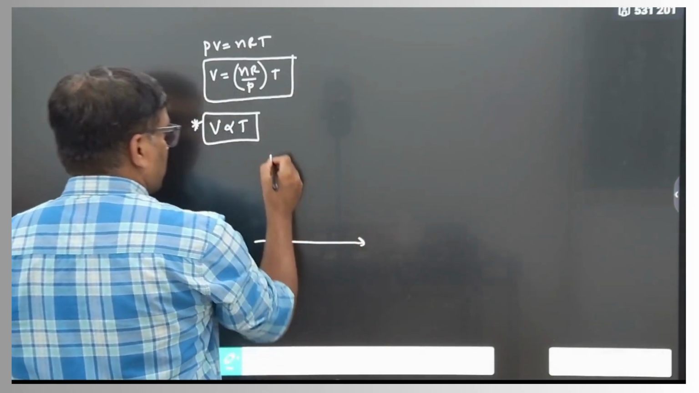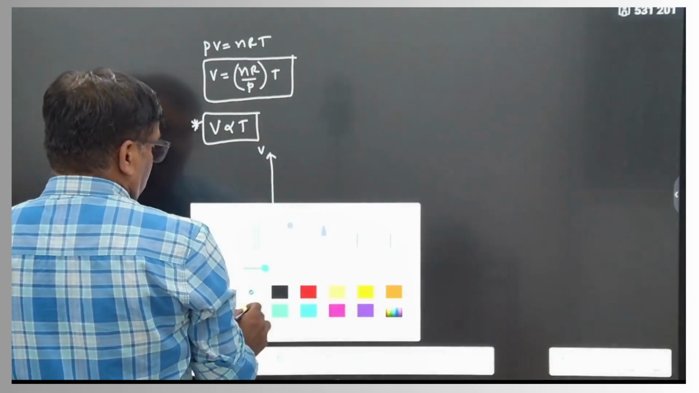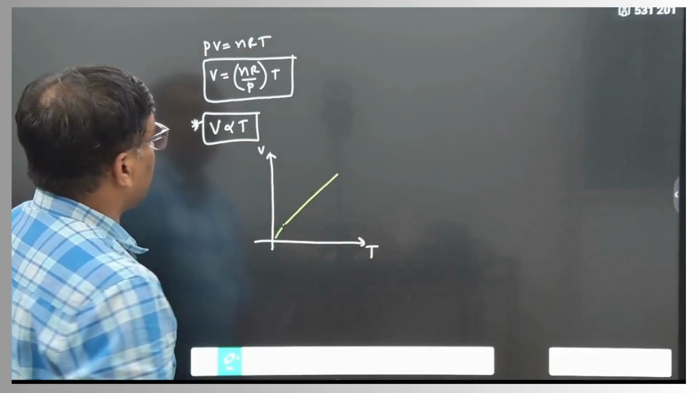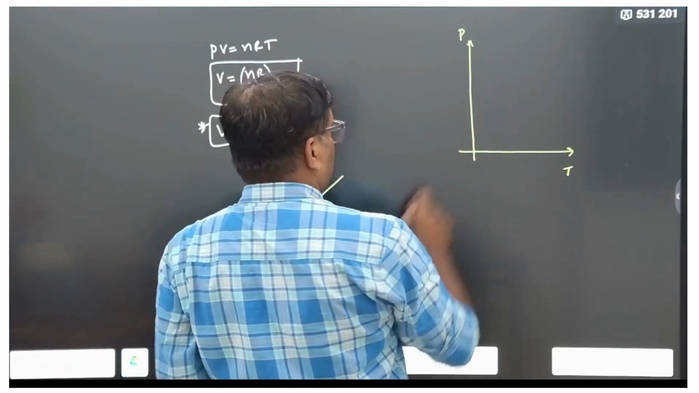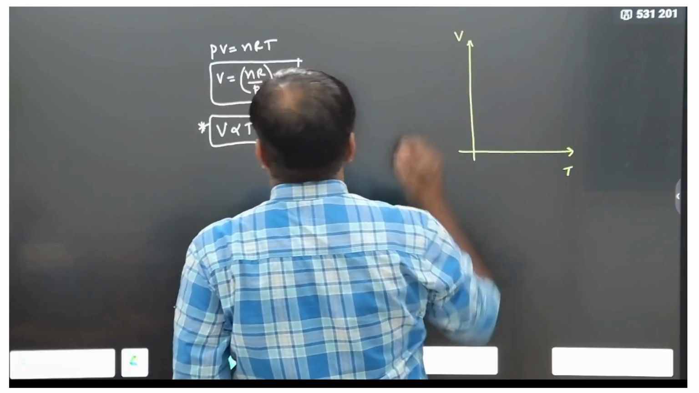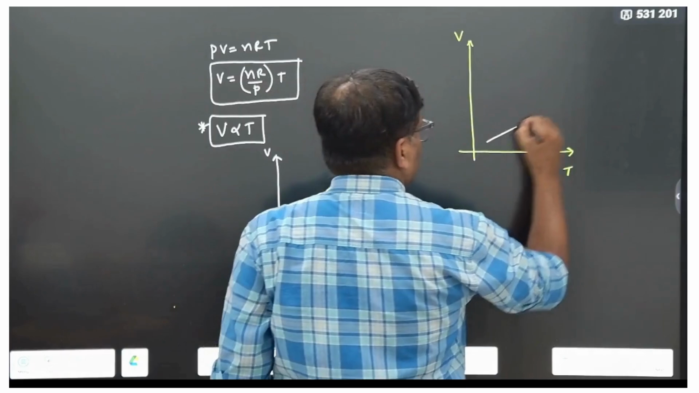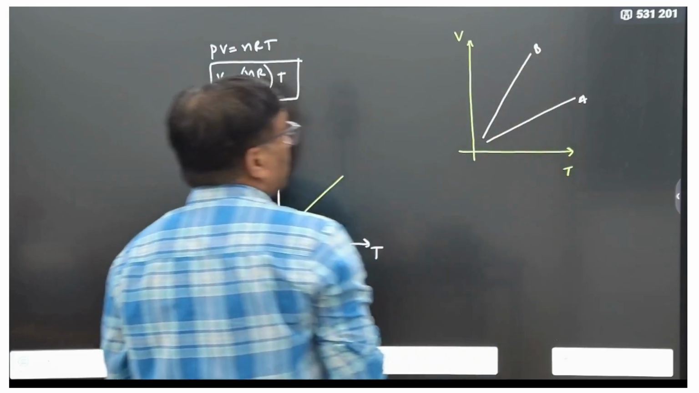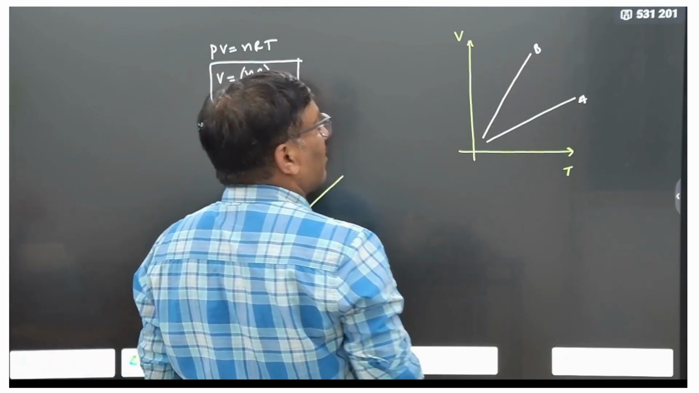Here we can draw the graphs. Volume and temperature: how will the graph be? The relation is a straight line passing through the origin. Clear? Right? We can solve one problem here. Here it is a V-T graph, and two graphs are given. This is one state and this is another, so this is gas A and this is gas B. This is a volume-temperature graph. We want to calculate which one has more pressure.